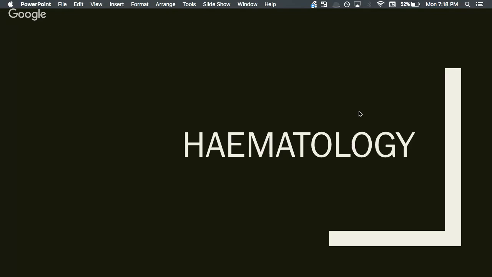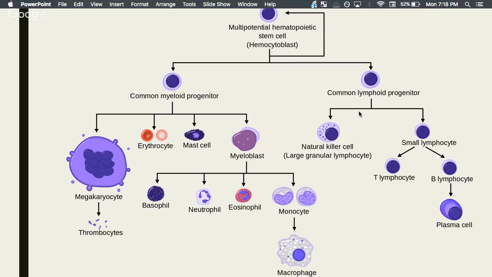Okay, so now moving on to hematology. I really hate this picture. But basically, you start with your stem cell, and then that splits into either a myeloid or a lymphoid.